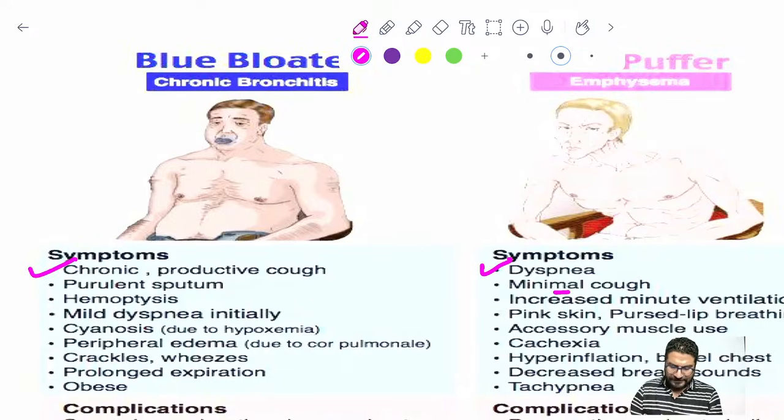अगर मैं आपसे पूछूं which is dangerous, so remember bronchitis is dangerous because in bronchitis there is risk of right heart failure. What we call this? We call this cor pulmonale.